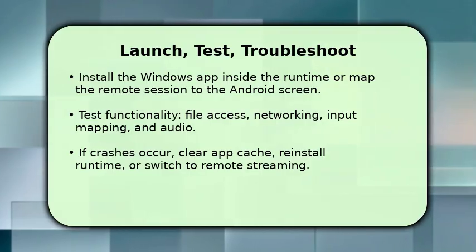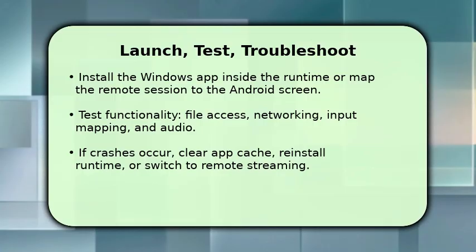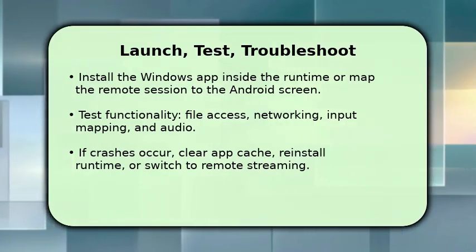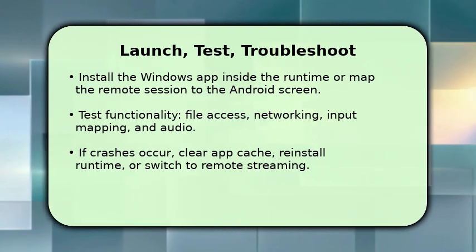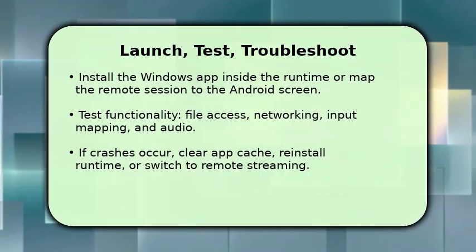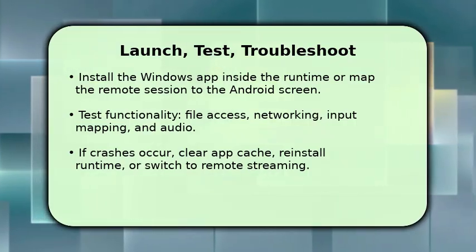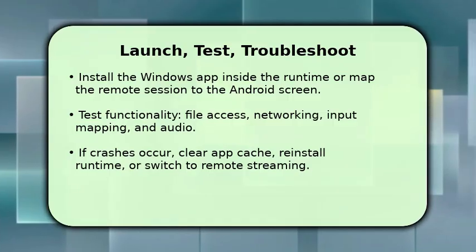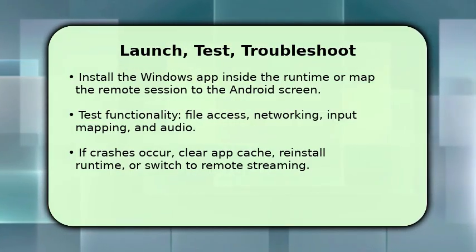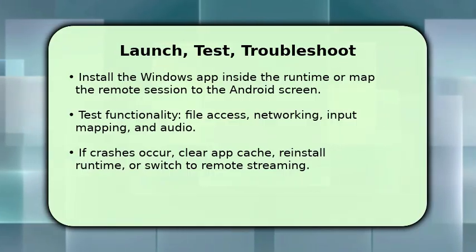If you see crashes, lag, or missing features, first clear the app cache and restart the runtime. If that fails, reinstall the runtime or switch from emulation to remote streaming, because streaming runs native Windows remotely and avoids translation bugs. One key troubleshooting tip: capture logs and compare before and after changes to isolate the issue.